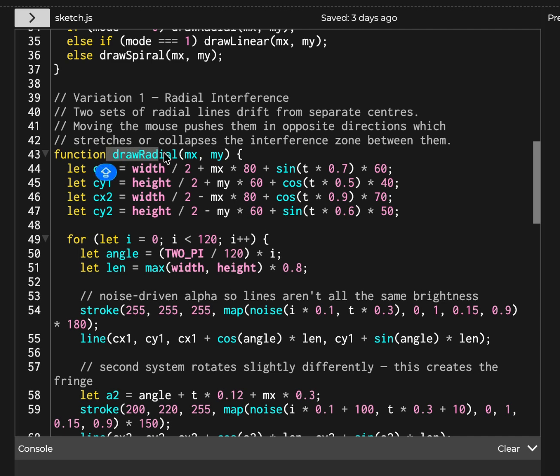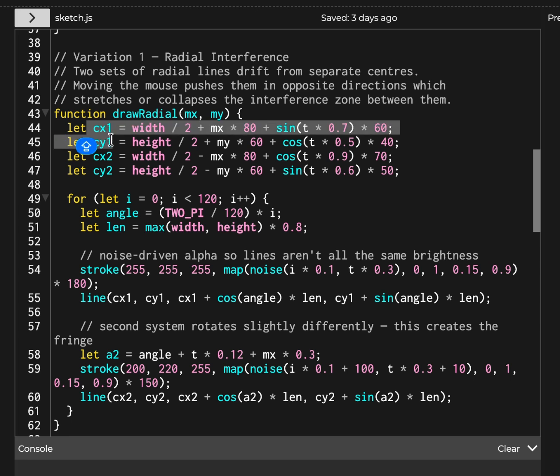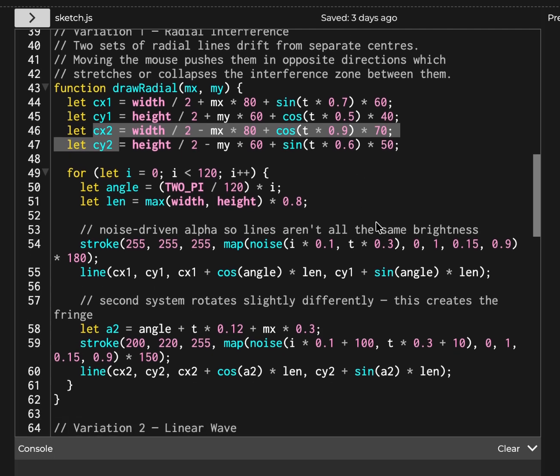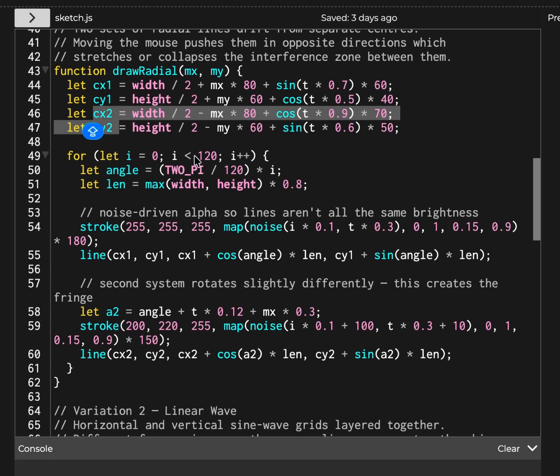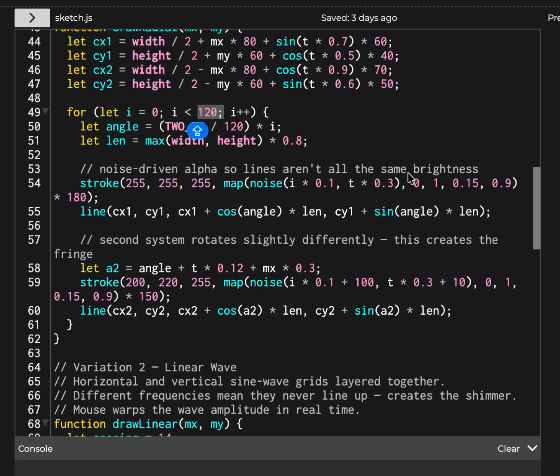So for variation 1, drawRadial, I calculate two center points, cx1 and cy1 for system A and cx2 and cy2 for system B. Both centers are drifting using sine and cosine of t but at different speeds, and the mouse pushes them in opposite directions. Then I loop 120 times, each time drawing a line from center A at a different angle and a second line from center B at a slightly rotated angle. That rotation increases over time using t again.